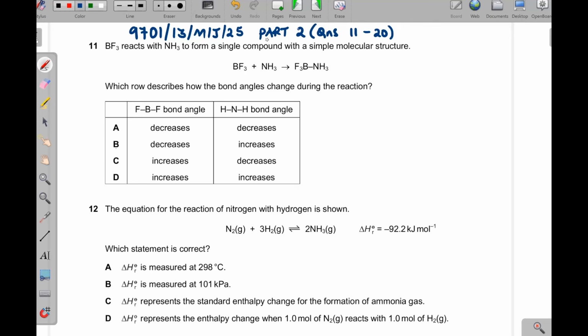Part 2, this is for questions 11 to 20. Question 11, boron trifluoride reacts with ammonia to form a single compound with a simple molecular structure. So this is the reaction here. And they are saying which row describes how bond angles change during the reaction.